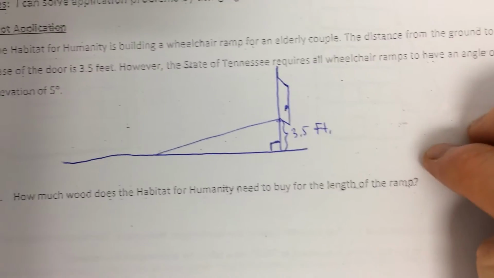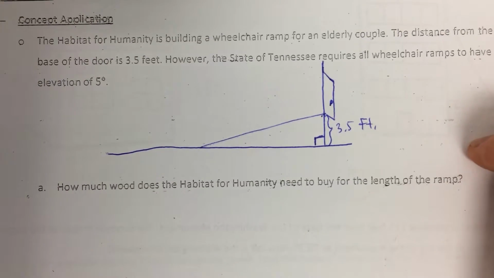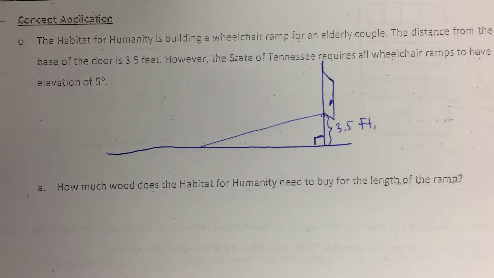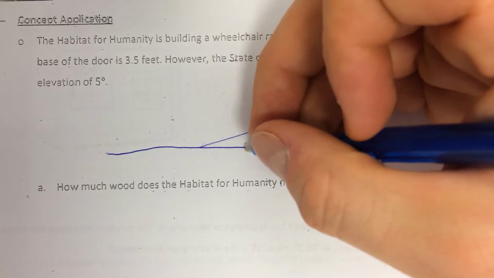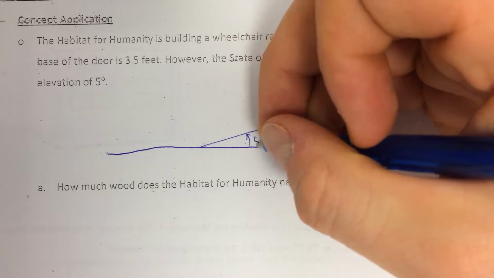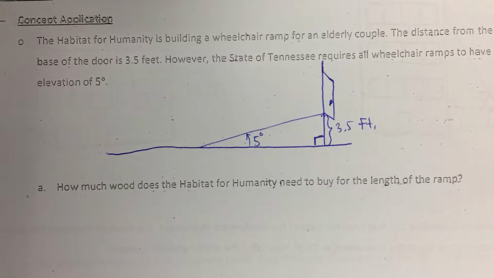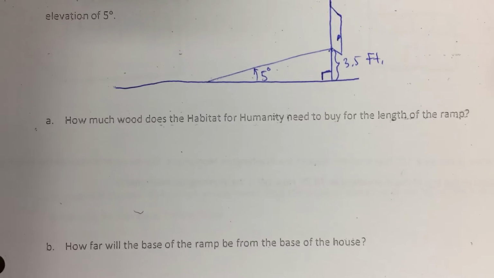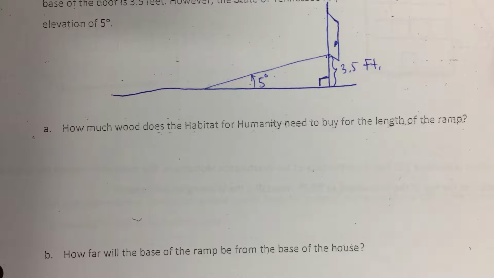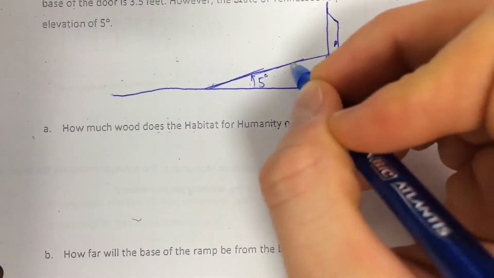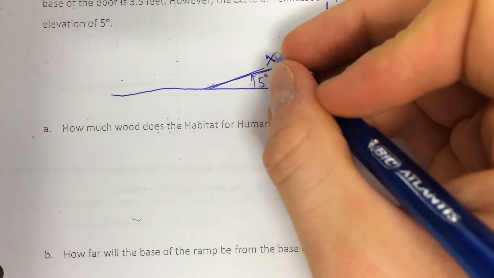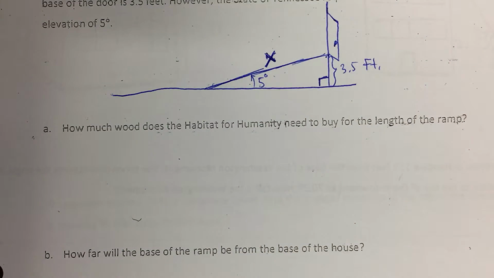And the state of Tennessee requires wheelchair ramps to have an angle of elevation of 5 degrees. So we're thinking about angle of elevation, elevating, going up. So our angle of elevation from the ground to here would be 5 degrees. Now part A asks how much wood Habitat for Humanity needs to buy for the length of the ramp. Well, here's our ramp. Let's call that x for the length, and we're trying to solve for x.